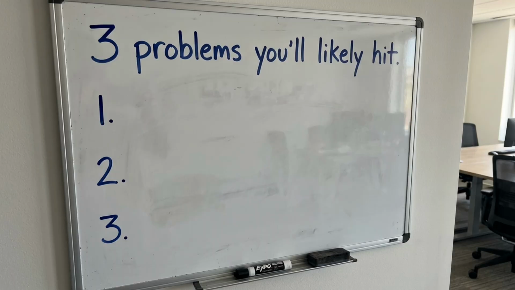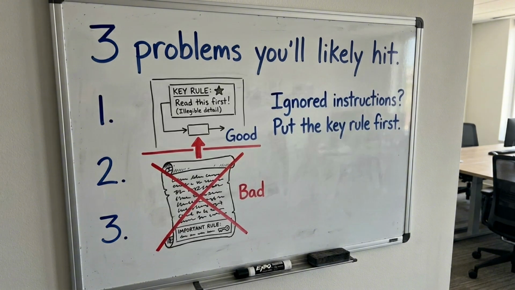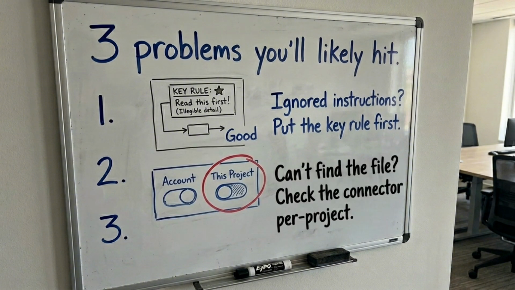Let's troubleshoot a few specific problems you're likely to run into. Problem 1. The agent ignores part of your instructions. Usually this means your instructions are too long or too vague in one spot. Shorten them and put the most important rule first, not buried in paragraph 4. Problem 2. It can't find the file you wanted. Double-check the connector is actually turned on for that specific project, not just connected to your account in general. This trips up almost everyone the first time.